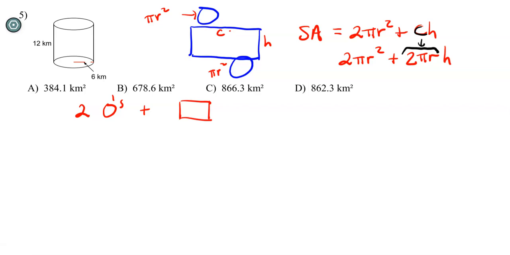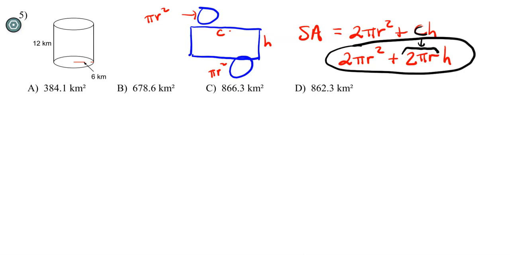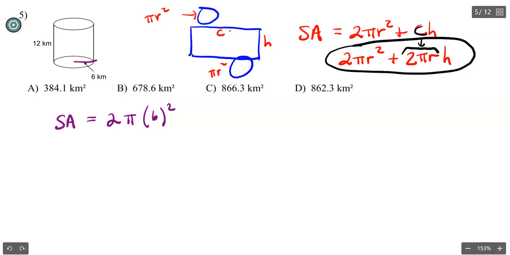So for these, you can just plug and chug. Once you understand the formula and you have it at your disposal, you can just plug and chug with it. The nice thing about the SAT or ACT is they give you this formula. So let's just get after it. The surface area is going to be 2 pi, the radius is 6, squared, plus 2 pi r, and then h is the height, which is 12.